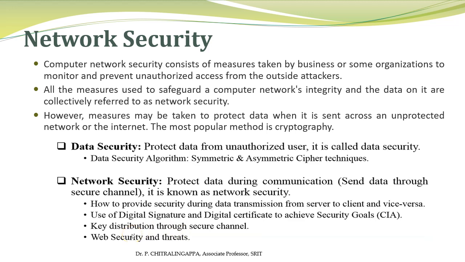One is data security and the other is network security. Protecting data from unauthorized users is called data security. Data security algorithms are the symmetric and asymmetric cipher techniques. Network security protects data during communication. Sending data through a secure channel is known as network security. So how do we protect networks? By using digital signatures and digital certificates to achieve the CIA goals, handling web security threats, and key distribution through a secure channel during transmission.